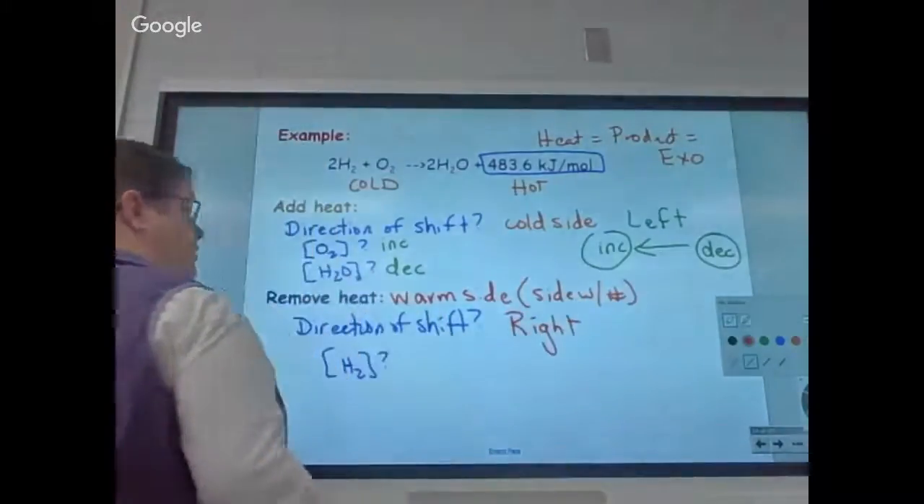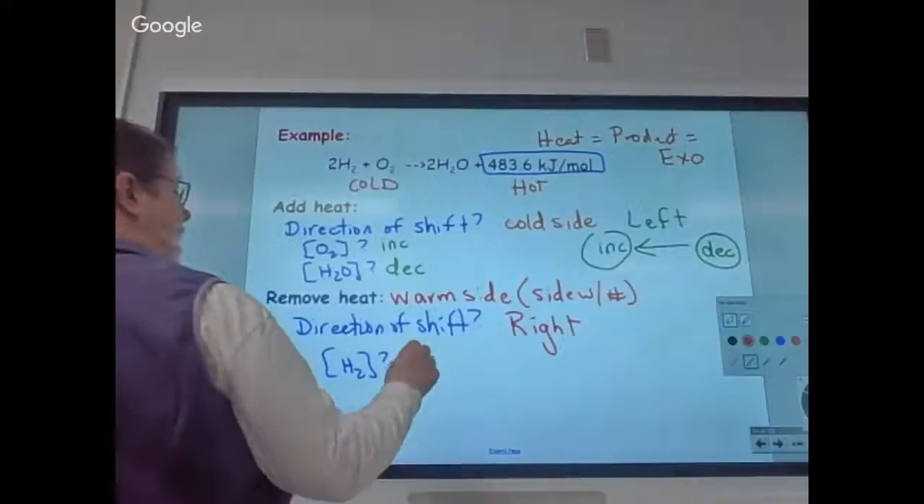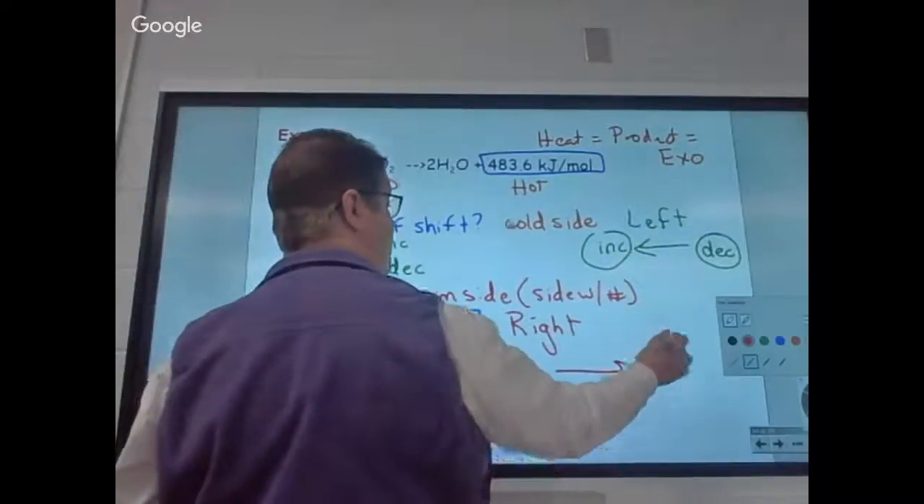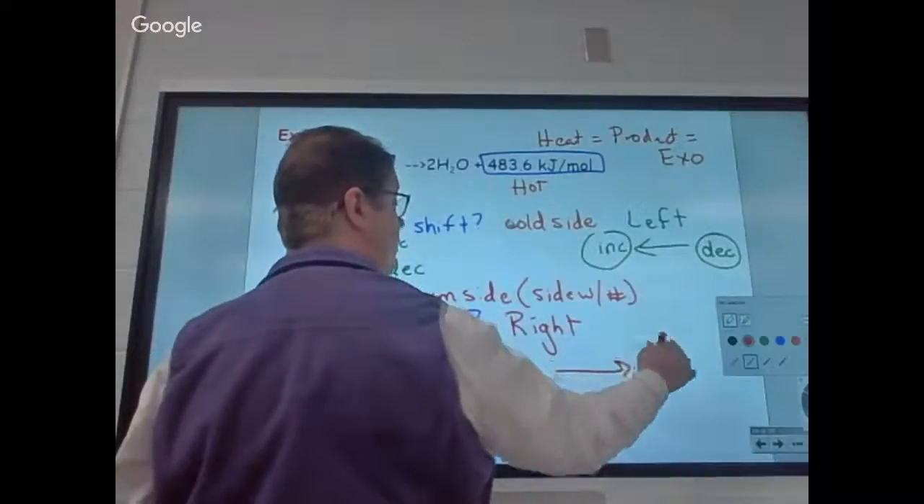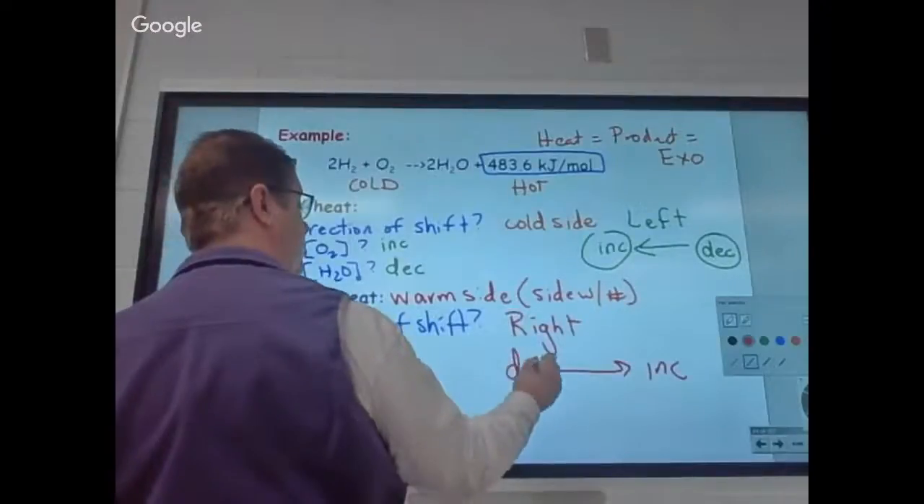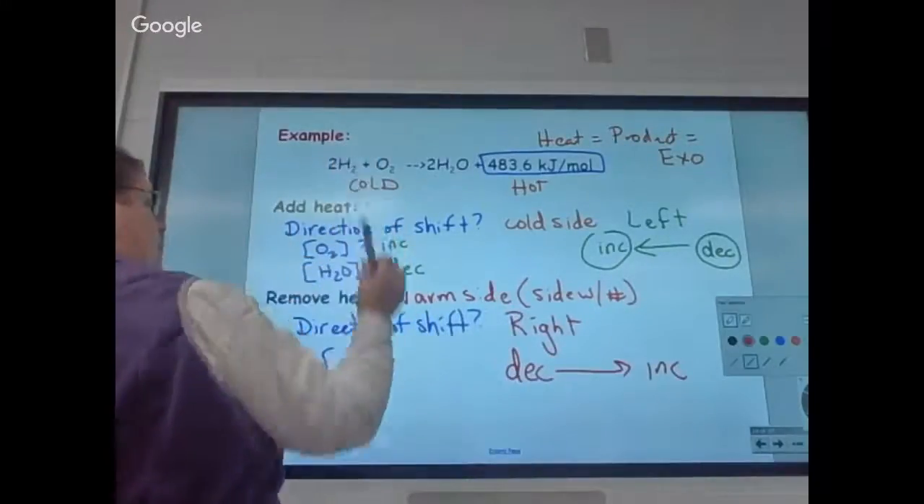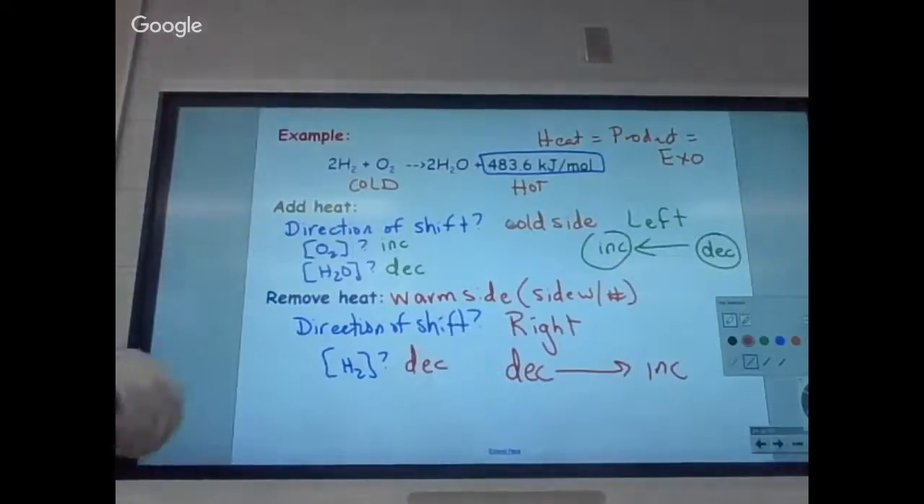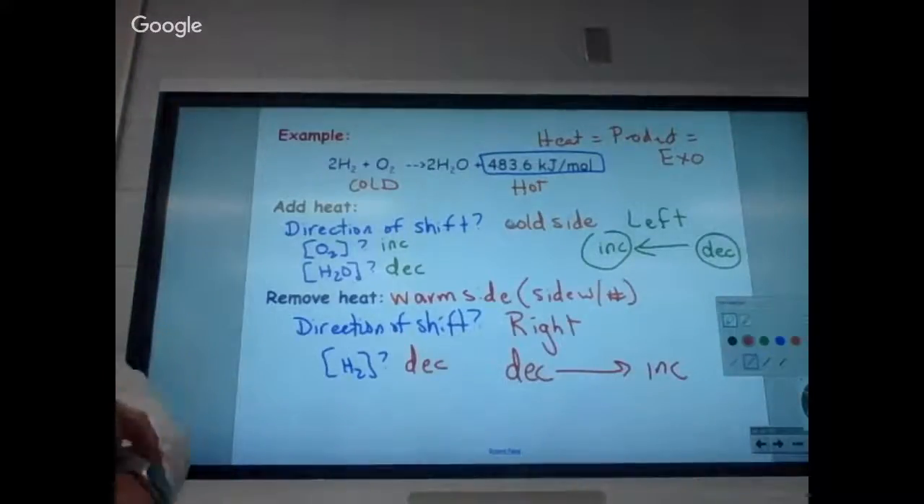All right, so what happens to hydrogen? You shift right, what happens on this side? What happens to this side? So what happens to hydrogen? Decreases. All of that has to happen in your head to figure that out. I know that's a lot. Okay?